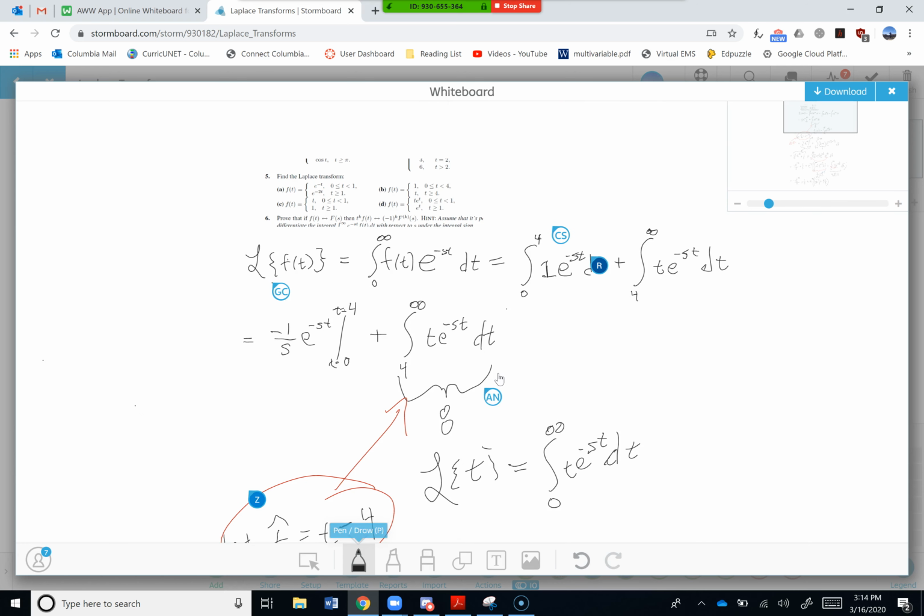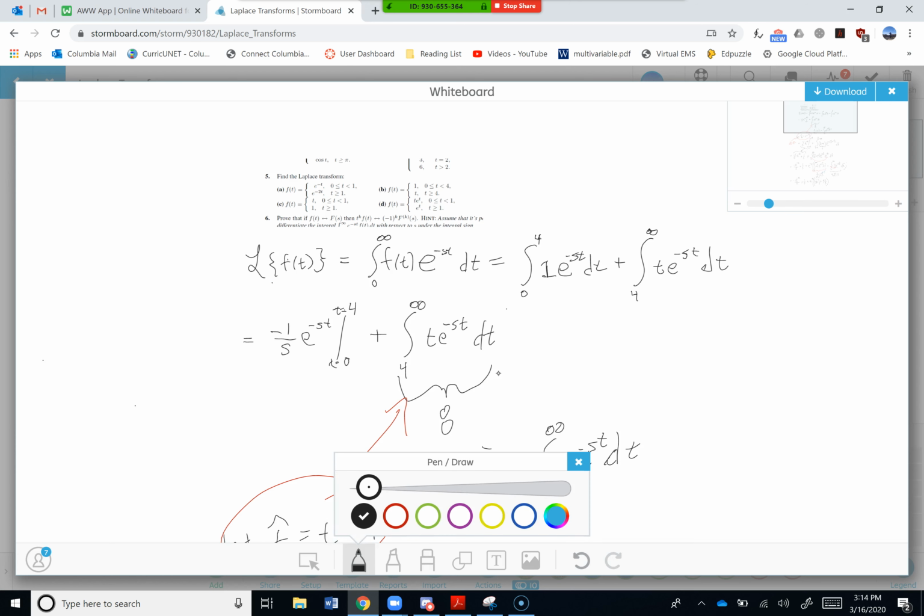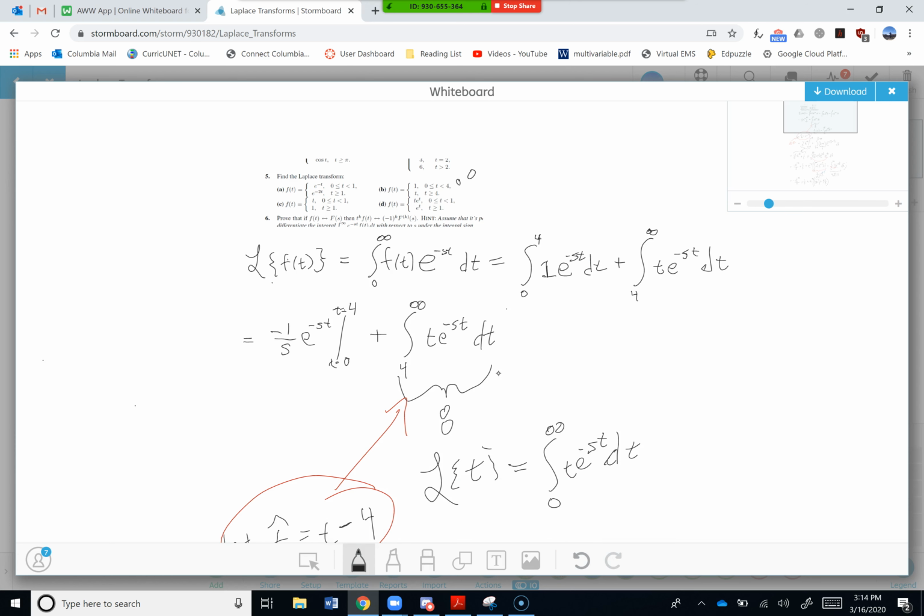The easy way is to start back over at the beginning and look at this silly function that they had at the beginning. This is 1 for 0 is smaller than t is smaller than 4, and it's t for t is bigger than 4.